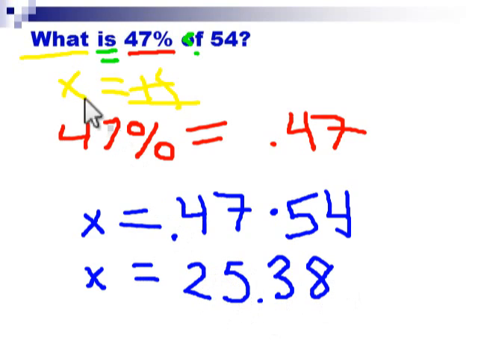So the answer to the question, what is 47% of 54? The answer is 25.38. Does that make sense? 47% is about 50%. 54 is about 50. 50% is half of something. Half of 50 is 25. So we're pretty close to the right answer. Actually, we're exactly on the right answer. Okay, so your answer makes sense.